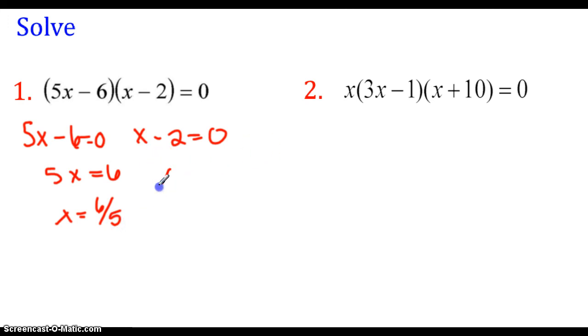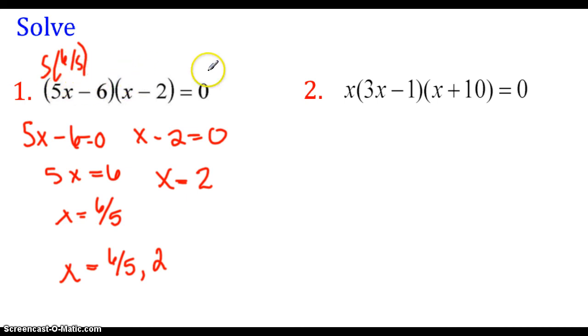You have to remember not everything's going to come out to a nice number. And then I'm going to add 2 and x equals 2. So my answer to this is that x equals 6/5 and 2. If I go back up here and plug it in here, if I put a 2 in here, 2 minus 2 is 0. 0 times anything else is going to give me 0. When I put in 6/5 here, 5 times 6/5 is going to be 30. 30 divided by 5 is 6, and 6 minus 6 is 0. 0 times this is going to give me 0. So this is my answer.